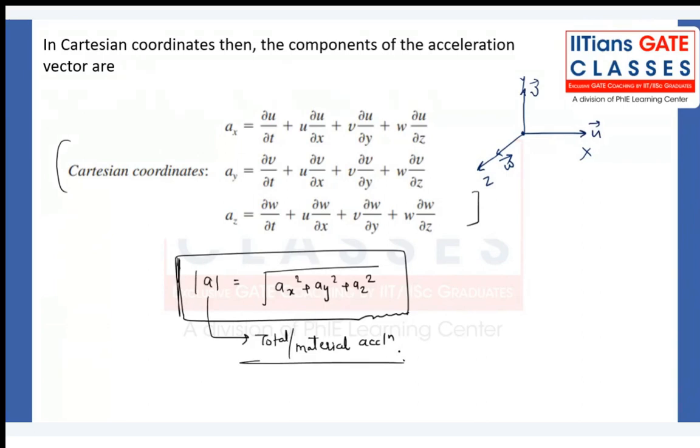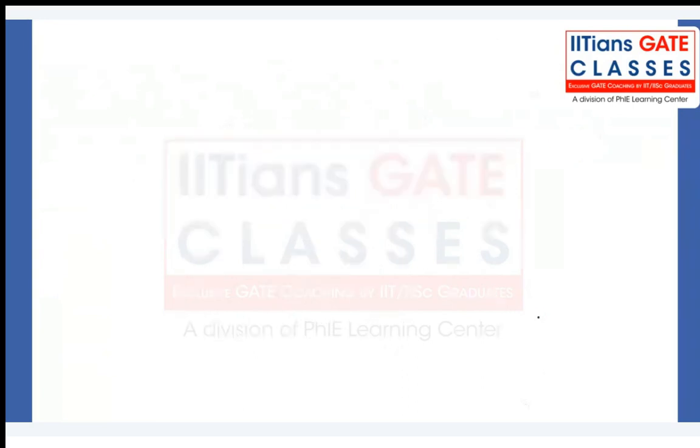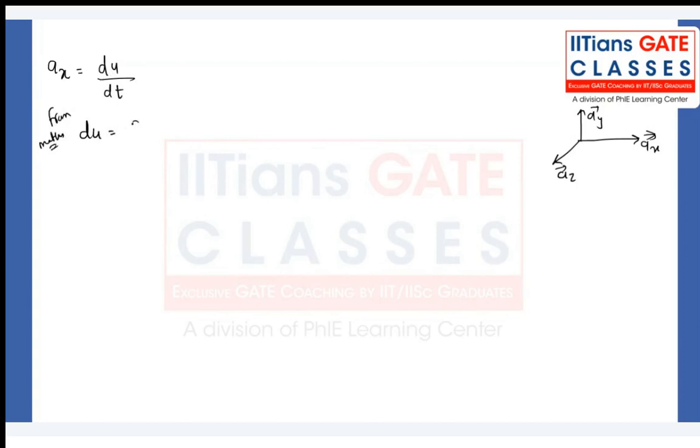Try understanding what I'm saying in our next discussion. Suppose we are discussing the x component of acceleration, right? Because in a field, you will have ax, ay, and az. So what about ax? That is du by dt. What about du? From mathematics, we can write: dou u by dou x into dx, plus dou u by dou y into dy, plus dou u by dou z into dz, plus dou u by dou t into dt.